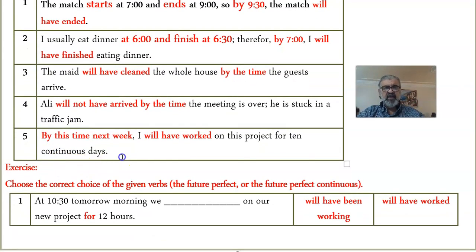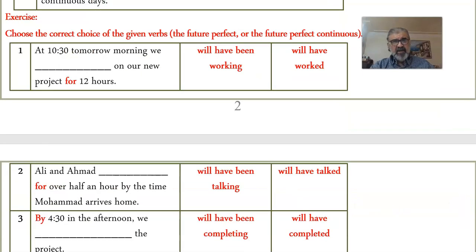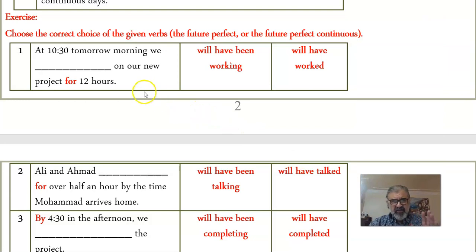The last one, by this time, next week, let's say on Monday, I will have worked on this project for 10 continuous days. You started thinking about when you started working and thought, how long would it take you to finish? Now what we have to choose is between the future perfect continuous or future perfect. I'm not saying that it's so easy, by the way, but there should be some clues within the same sentences. Now let's start with at 10:30 tomorrow morning. We will have been working on our new project for 12 hours. It's a duration.